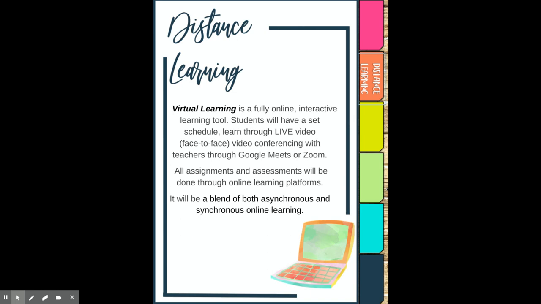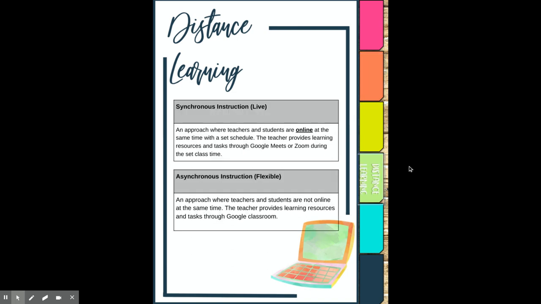All assignments and assessments will be done through online learning platforms, and it will be a blend of both asynchronous and synchronous online learning. And I'm going to go through and tell you what asynchronous and synchronous actually means. When we are doing synchronous instruction, what that means is it's an approach where teachers and students are online at the same time with a set schedule. The teacher provides learning resources and tasks through Google Meet or Zoom during the set class time. So we'll be online together. Generally, these sessions will run anywhere from 30 to 45 minutes to an hour, where we will be online together actually doing things together. So you can expect that during synchronous instruction.